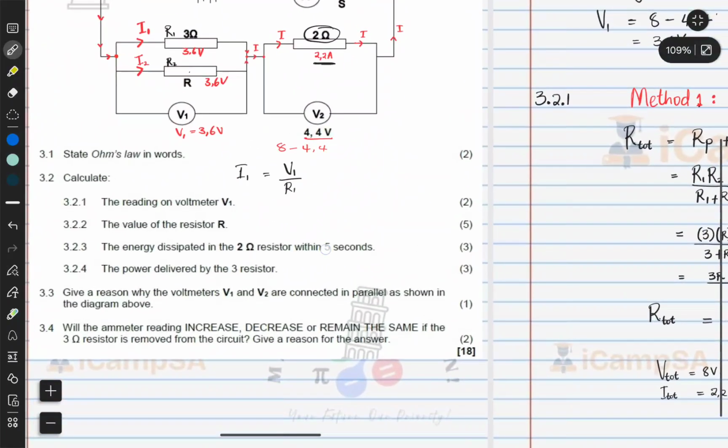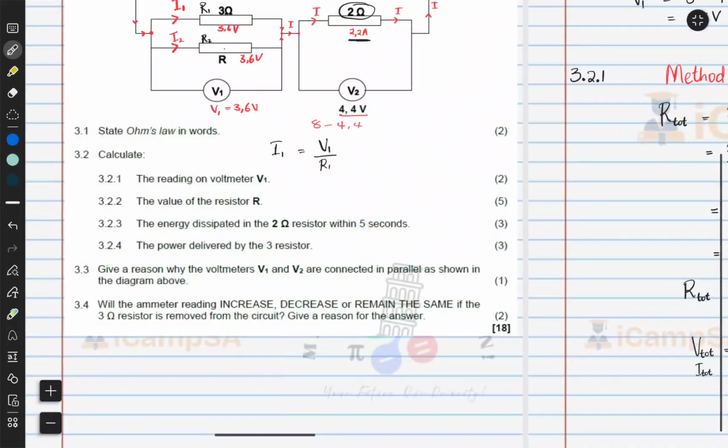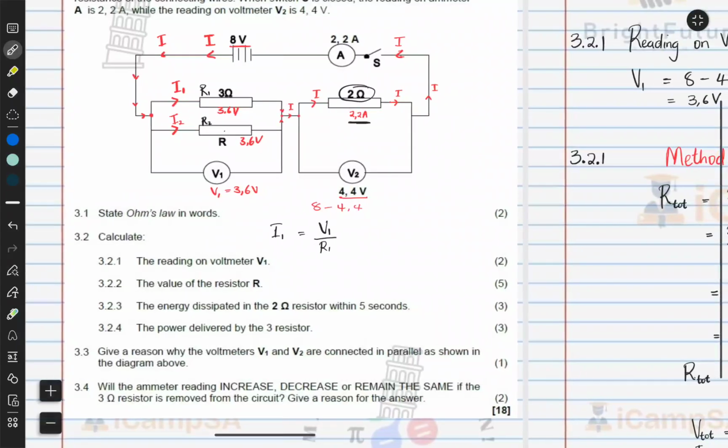And then we go to 3.3. Give a reason why the voltmeters V1 and V2 are connected in parallel as shown in the diagram above. Remember what we said when we were still analyzing the question. We said the reason a voltmeter is connected in parallel to a resistor is because it has an extremely, not high voltage, sorry.